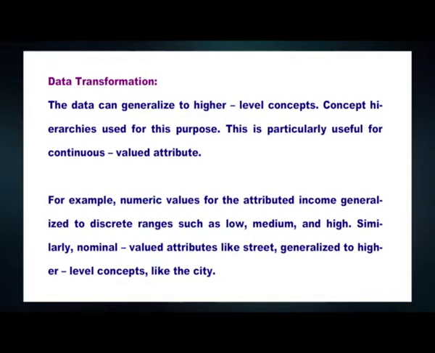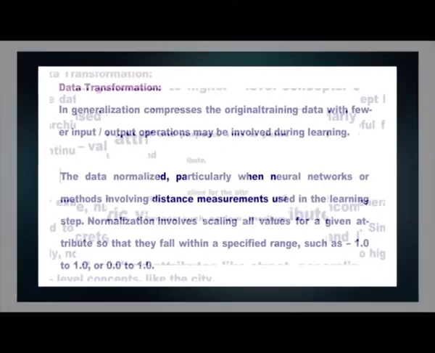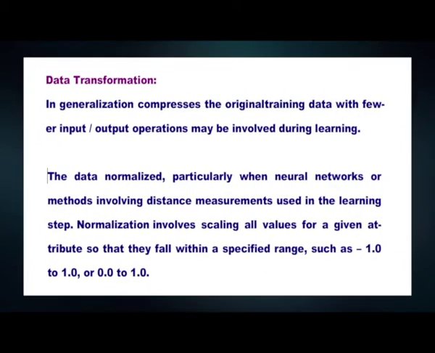The data can be generalized to higher level concepts. Concept hierarchies are used for this purpose. This is particularly useful for continuous valued attributes. For example, numeric values for the attribute income can be generalized to discrete ranges such as low, medium and high. Similarly, nominal valued attributes like street can be generalized to a higher level concept like city. Since generalization compresses the original training data, fewer input output operations may be involved during the learning process.